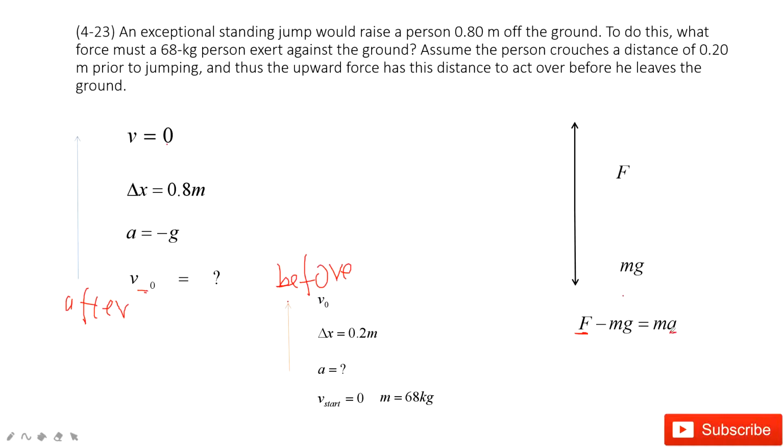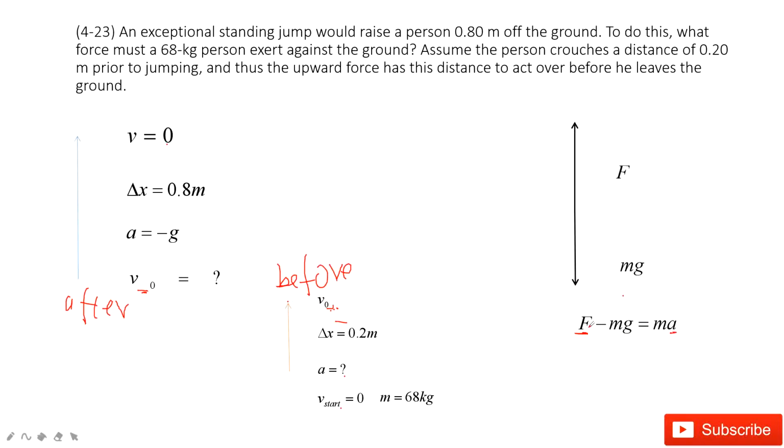How can we know the acceleration? You can see we know the start velocity, and we need to know the final velocity because displacement is given. So it looks like we need to know this v0 first, right? To know v0, we look at the part where the person is in the air. At the peak, velocity is 0, and the displacement and acceleration are given. So you can see this problem has 3 steps.